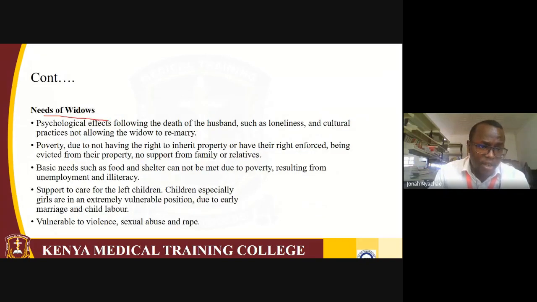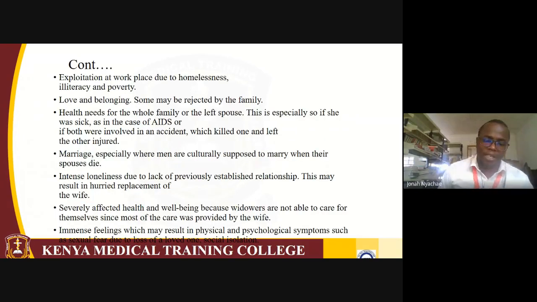So what are the needs of the widows? We have the psychological effect, where they are trying to cope with loneliness, and cultural practices. They are facing poverty. Some of them may face violence because of some practices which are still being practiced, like wife inheritance, which is common. So these people can face some violence and intimidation and so on. They have a lot of needs apart from the basic ones like food and shelter, if the person who died was the breadwinner.